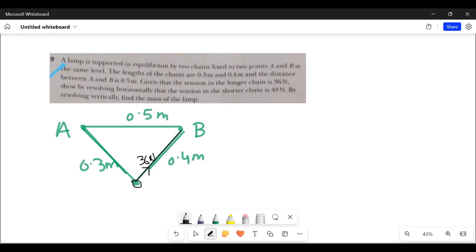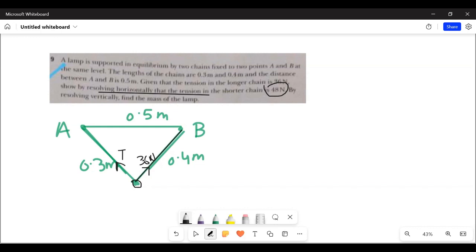Show by resolving horizontally that the tension in the shorter chain is 48 newtons. Okay, now you have to show that the tension in the other string is 48 newtons. So we need to resolve the forces. So the only force we have is the 36 Newton force, and let's call this force T Newtons, that we have to show is 48 Newtons. It says by resolving it horizontally. So that means we only need the horizontal component, not the vertical component for now.